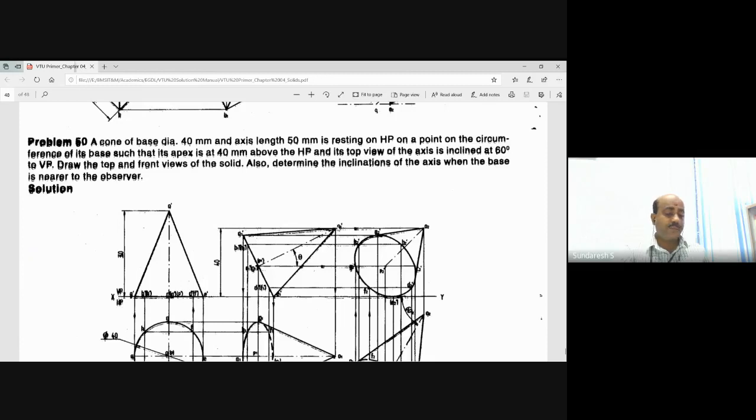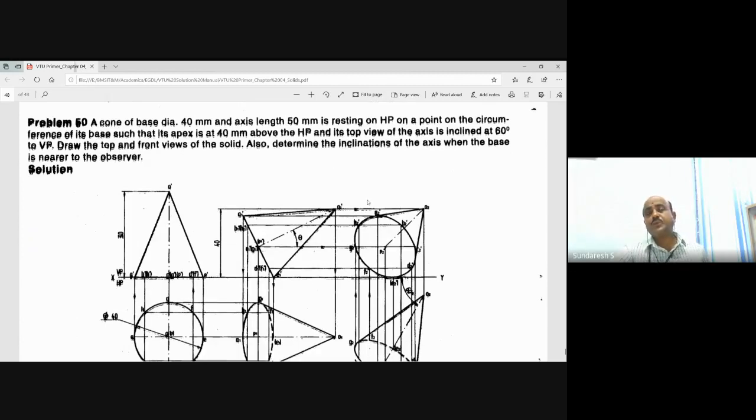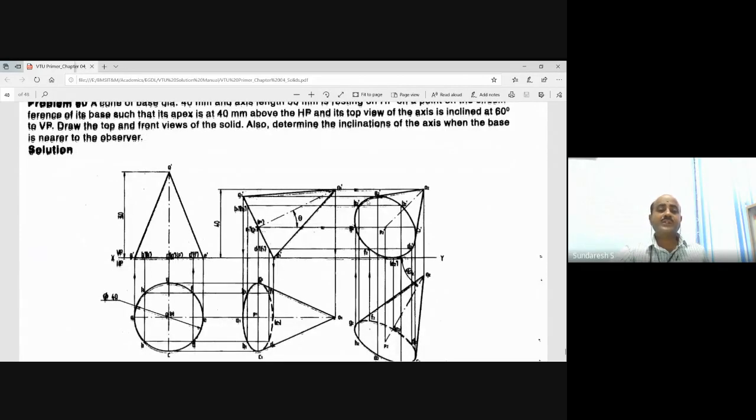Thick continuous line. So now what we have done is we have tilted the cone in such a way that the apex is 40 millimeters above HP. Then you complete the second position front view by transferring all the points over there and completing it like a triangle. This is how we complete the second position front view, satisfying the condition that the apex of the cone is 40 millimeters above HP.